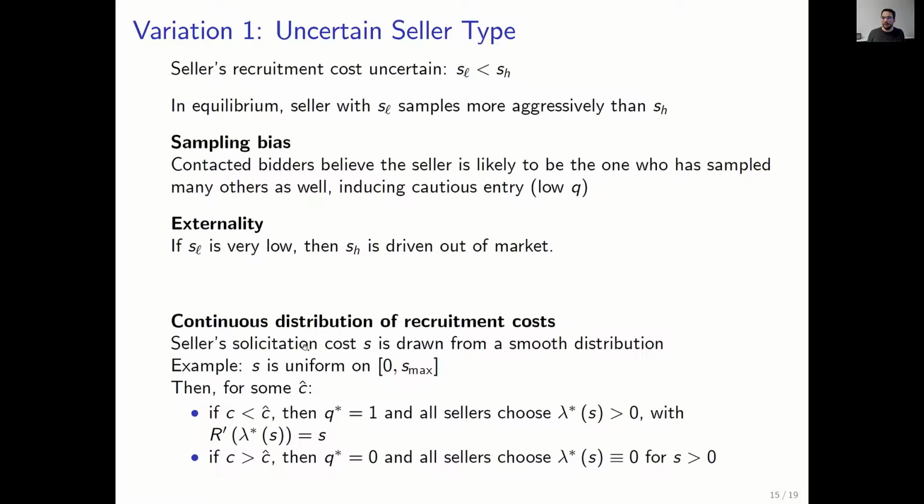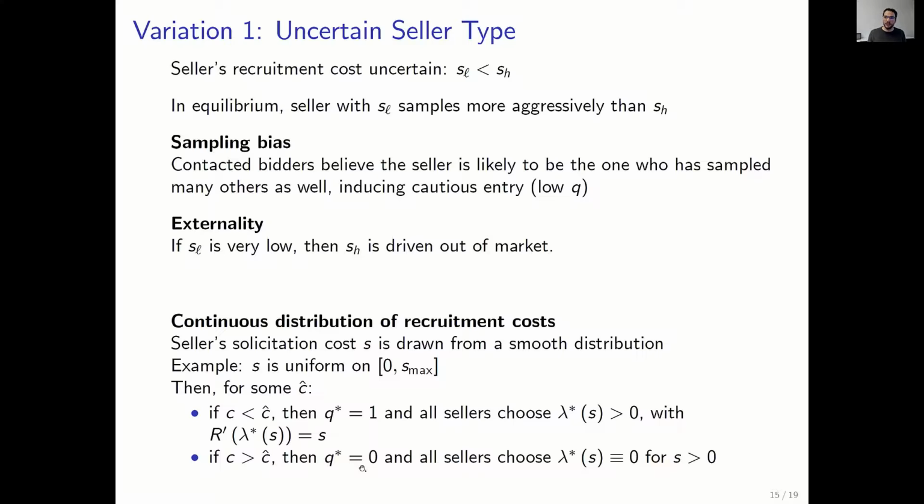There's going to be a cutoff of the entry costs of the bidders, such that if the bidder's entry costs are low enough, then every bidder will enter with probability 1. And given that every bidder enters with probability 1, all the sellers will choose a strictly positive recruitment level, lambda star strictly larger than 0, at which marginal benefit is equal to marginal cost. So if C is below C hat, there's actually no impact of this uncertainty. If C is larger than C hat, however, the market will unravel and Q star is equal to 0.